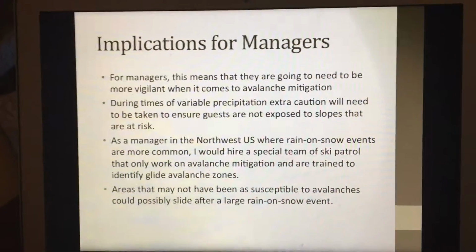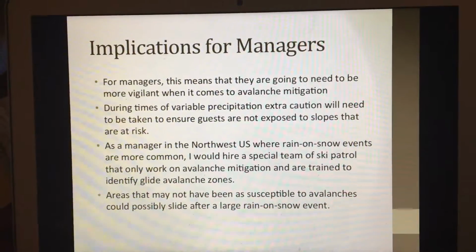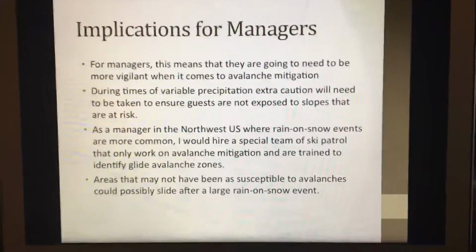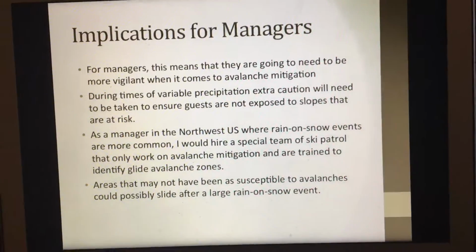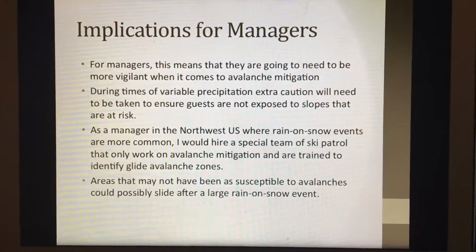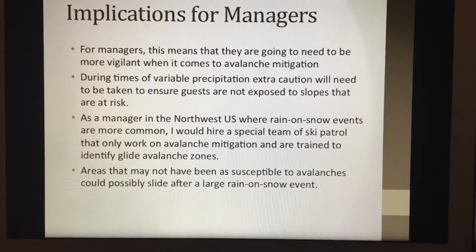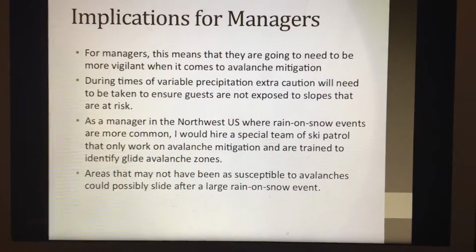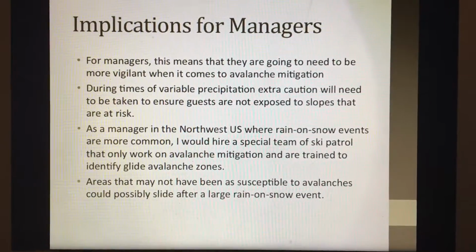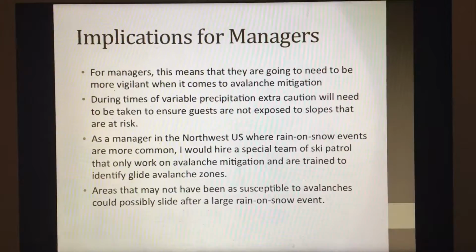So what are the implications for managers? For managers, this means that they're going to need to be more vigilant when it comes to avalanche mitigation. During times of variable precipitation, extra caution will need to be taken to ensure guests are not exposed to slopes that are at risk. As a manager in the Northwest U.S., where rain on snow events are more common and will be even more common in the future, I would hire a special team of ski patrol that only work on avalanche mitigation and are trained to identify glide avalanche zones and to interpret the weather to know when they are at risk. Areas that may not have been as susceptible to avalanches could possibly slide after a large rain on snow event, so managers need to keep that in mind and always be making sure the zone is safe before opening it to guests.